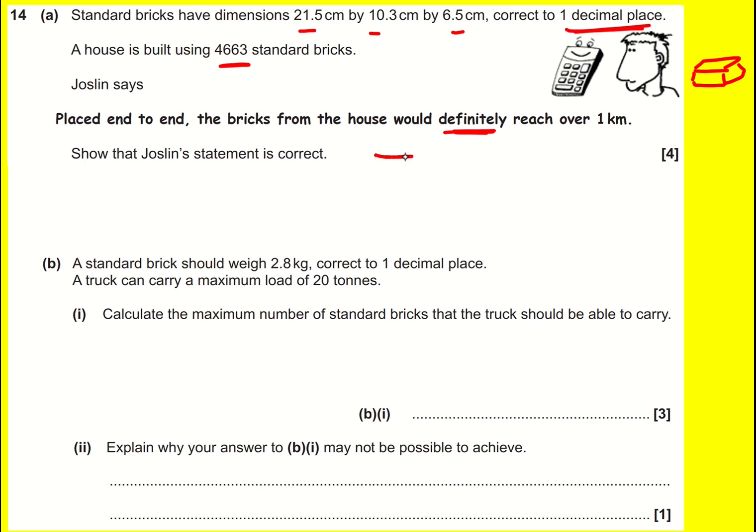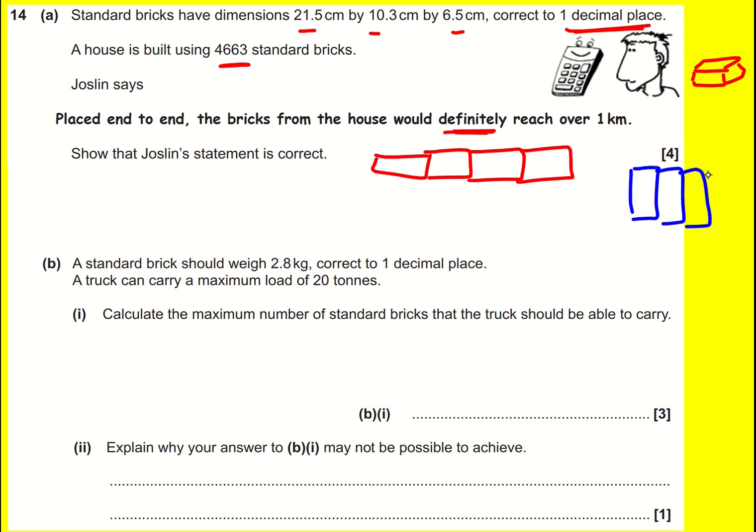Now, what this question is assuming is that end to end is like this, with the longest length lined up together. Why it couldn't be the shortest length lined up together, I don't really know, but that is what they're looking for. So I'm not really a big fan of this end-to-end comment. But anyway, let's roll with it.